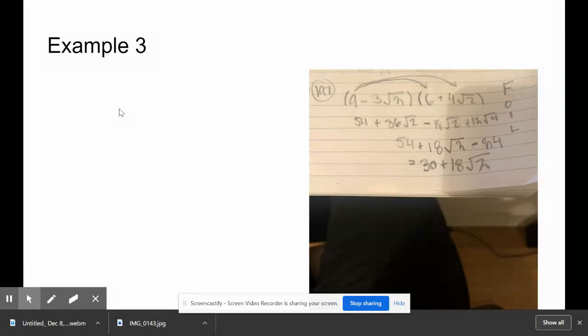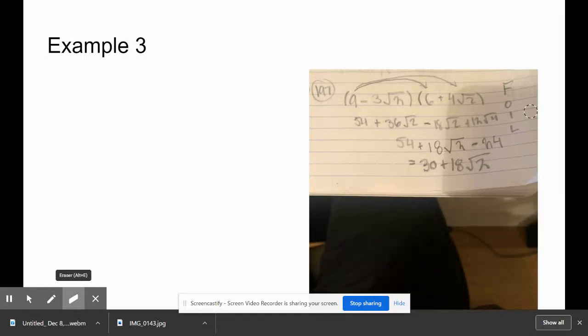Example number 3 is very similar to example number 2 in how they look and how there's two binomials being multiplied. But with this, you kind of have to start by foiling. So you can see I have it over here. I started by foiling, which is first, outer, inner, and then last. And you go and multiply in that order.